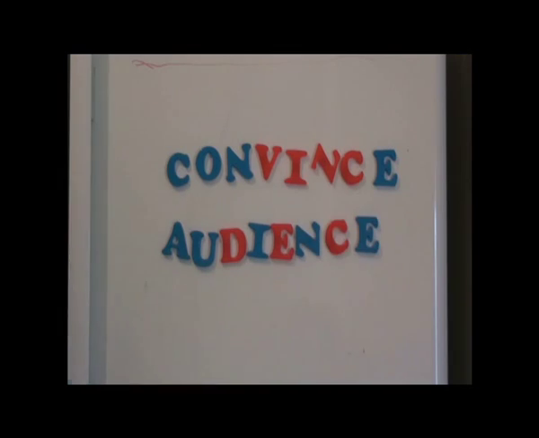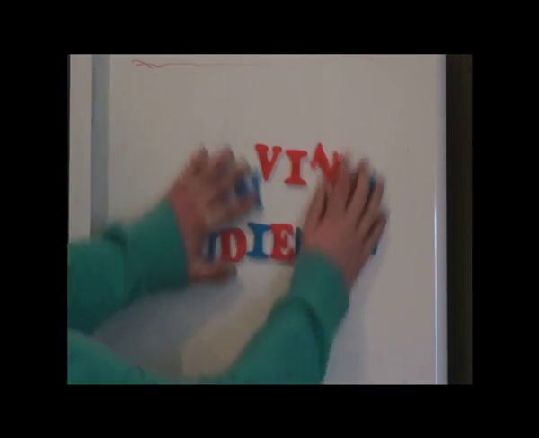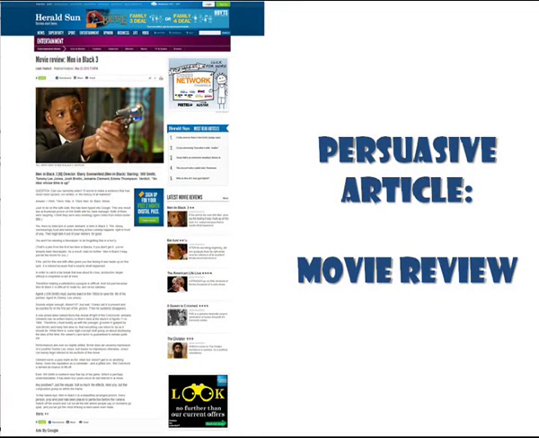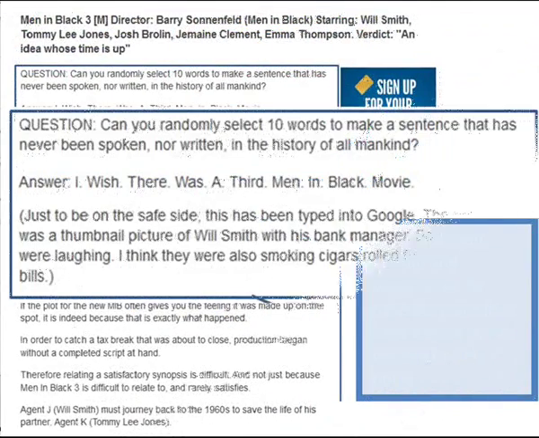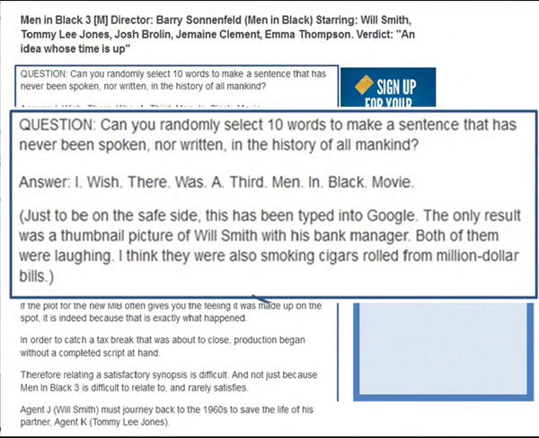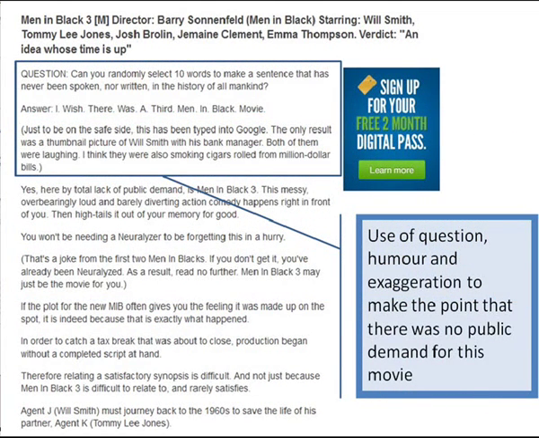By looking at a movie review, we can see some of the tactics employed in trying to convince the audience. We'll look at the movie review for Men in Black 3. A common tactic employed in persuasive writing is humour. In this article, we see the humour and exaggeration employed to make the point that there was no public demand for the third movie.